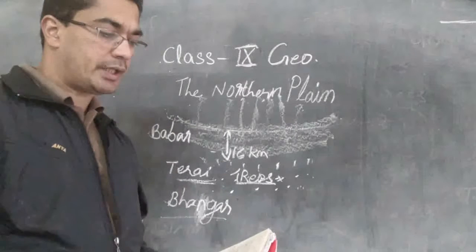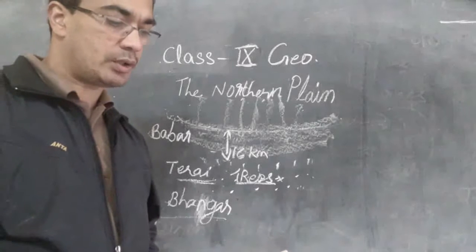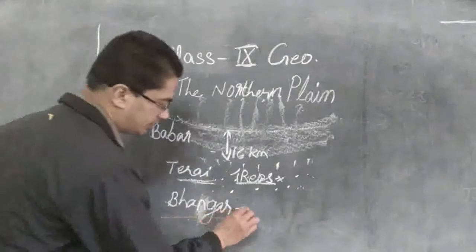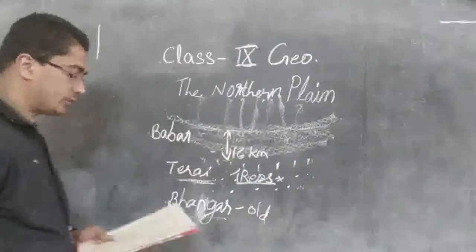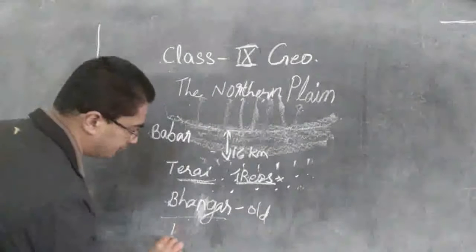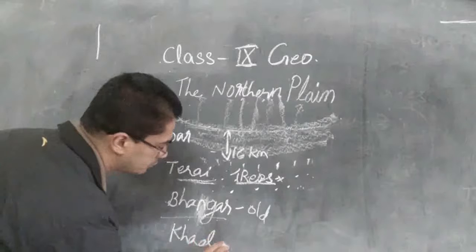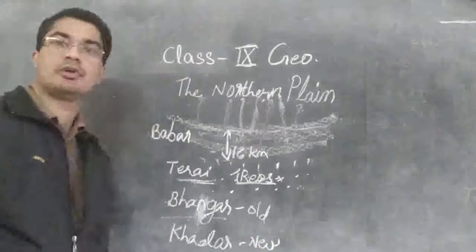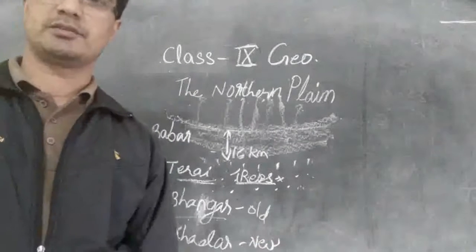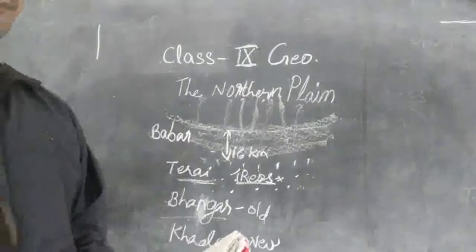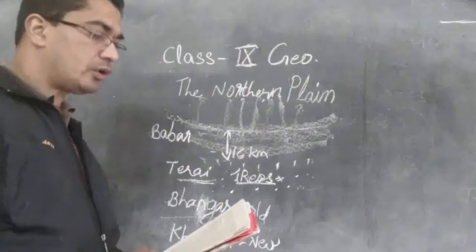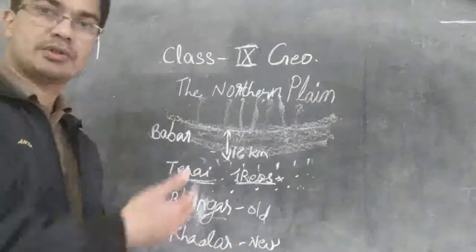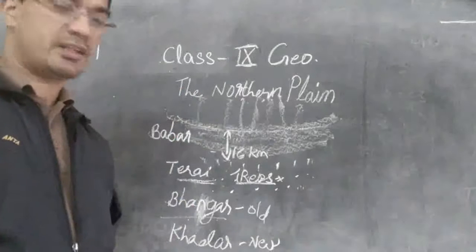Then the younger deposits of the floodplains are called khadar. So old soil is known as Bangar. But if it is new, what is it known as? Khadar. New soil is known as Khadar. And they are renewed almost every year. Every year this alluvial soil is renewed, because the river is bringing fresh soil again and again.